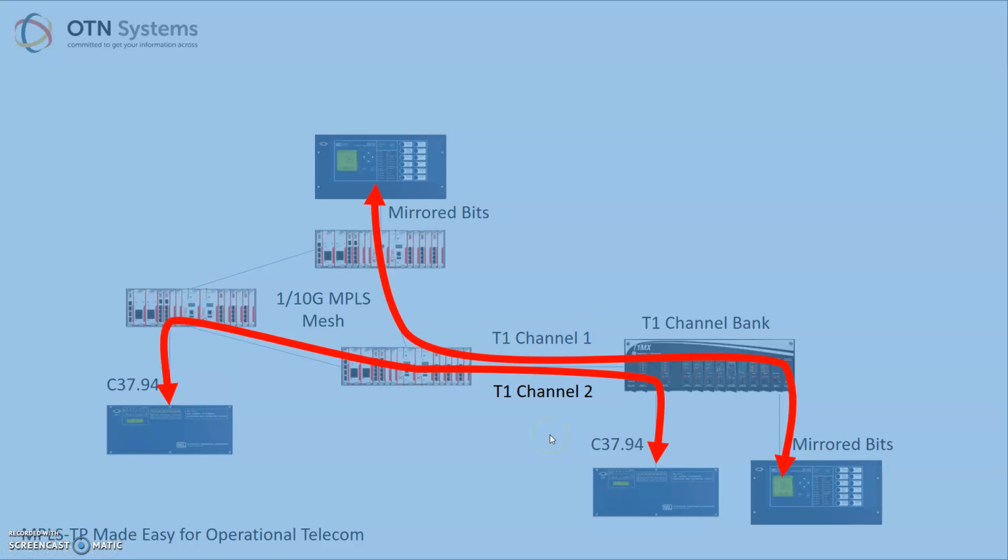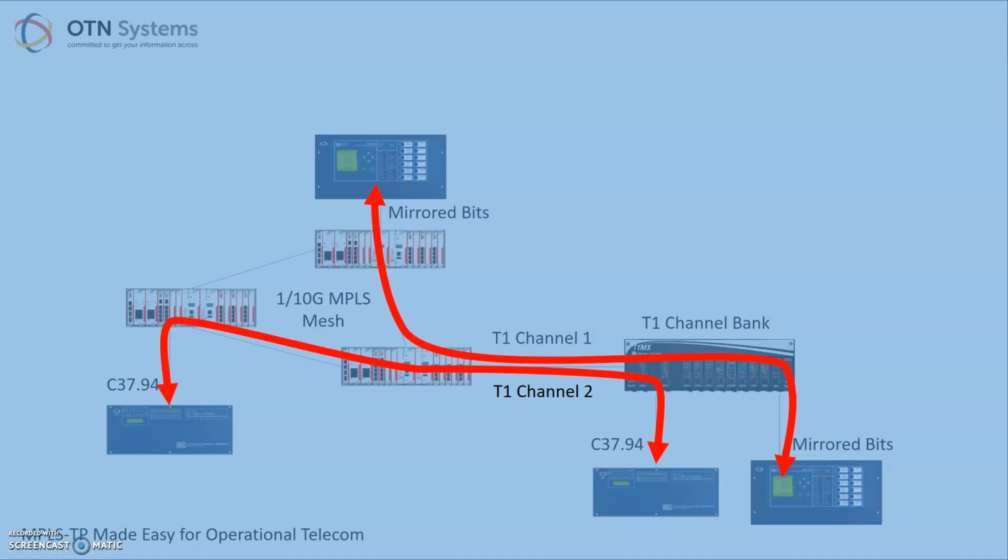And as you know, the T1 can handle up to 24 channels, so we could have 20-some remote sites here on the XTran carrying mirrored bits and C37.94, and then mapping those into the various corresponding relays over this T1 link that we have right there.